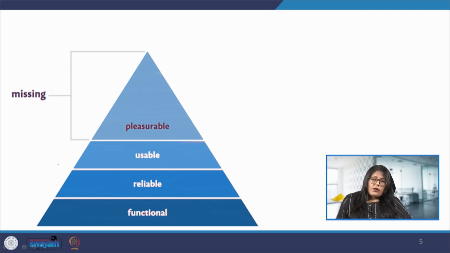So, we will be content with these three parameters, but the final one, the topmost level of the pyramid, which is pleasurable, is the area that would really make the product desirable for us. It will sort of draw us towards it because it will give us a better user experience.